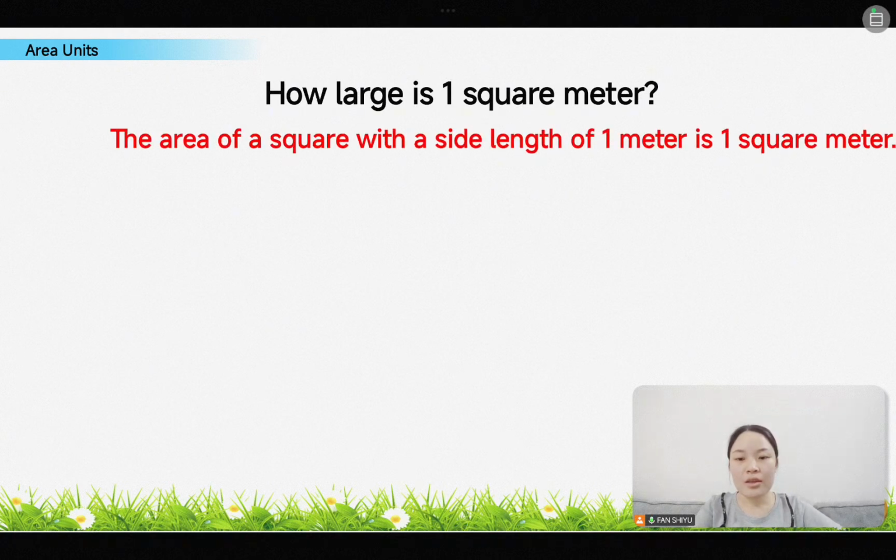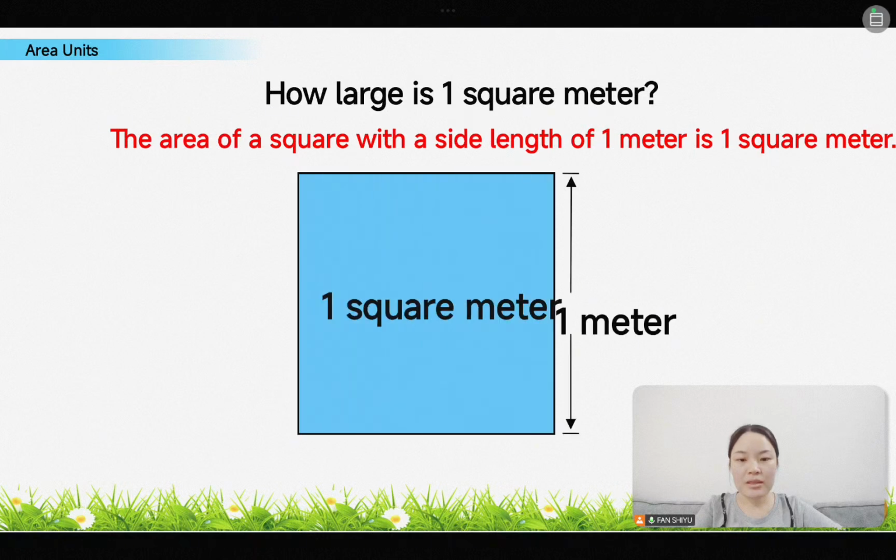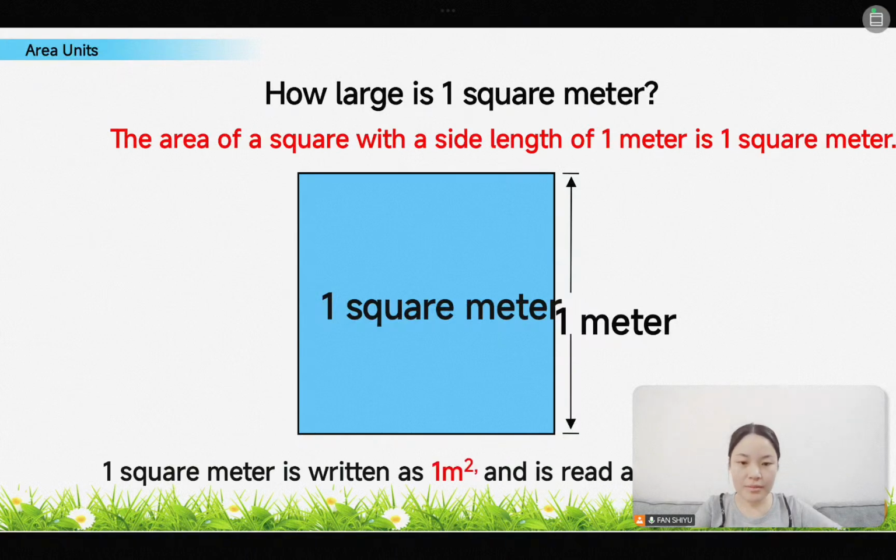This is a standard model of 1 square meter, a square with a side length of 1 meter, which can be formed by 4 meter sticks. Please observe it and clearly define 1 square meter. A square with a side length of 1 meter has an area of 1 square meter.